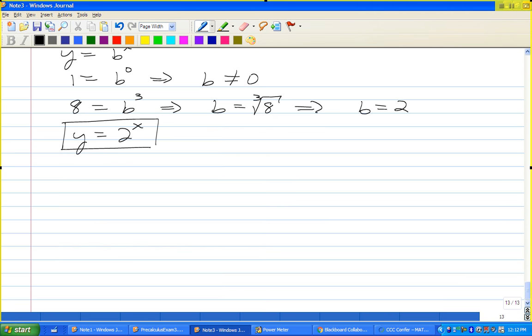33. Oh, that's it. So that finishes off section 13.1.